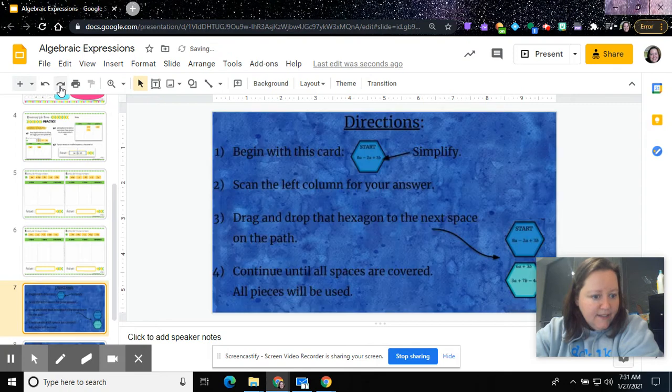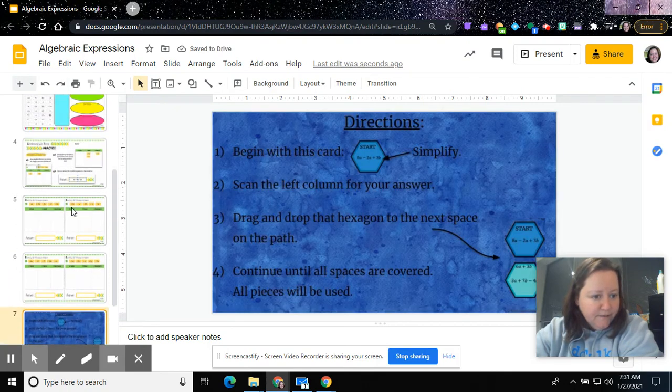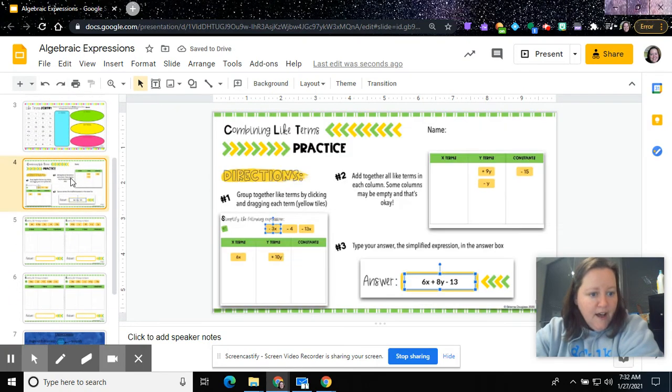And then next, I don't want to delete the other stuff that we're going to do. We're going to do some combining like terms practice. So this is an instructional slide. So the first thing you're going to do together is group together the like terms, kind of like what we just did in that sort. Then you're going to add the like terms together and type your answer at the bottom.